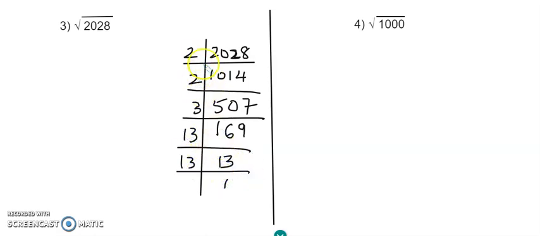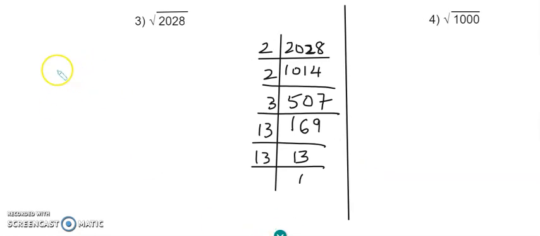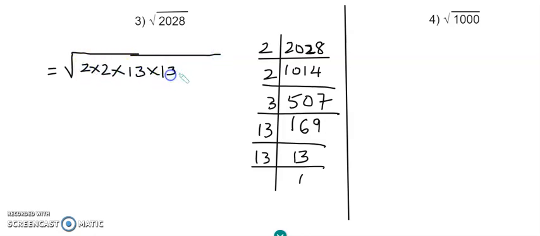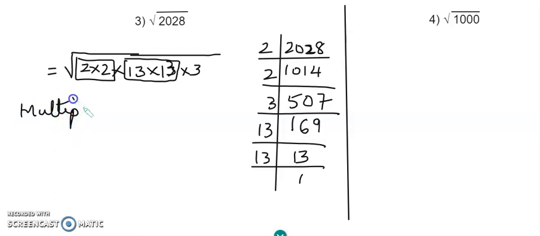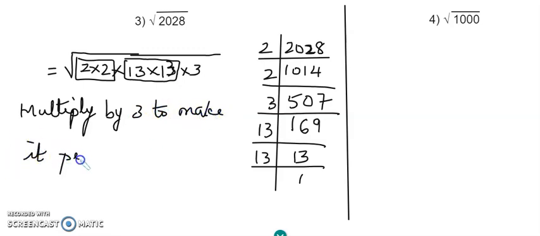So again, if you can see, 2 is in pairs, 13 is also in pair, but 3 is not in a pair because it's a single number. So let's write down the factors first. So the factors that I'm getting here are in pairs. If I say it's 2 into 2 is in pair, 13 into 13 is also in pair, but 3 is singled out. Can you see it? Right? So what we have to do, we have to multiply by 3 to make it a perfect square. So the smallest possible number which we are multiplying is 3 to make it a perfect square, right?